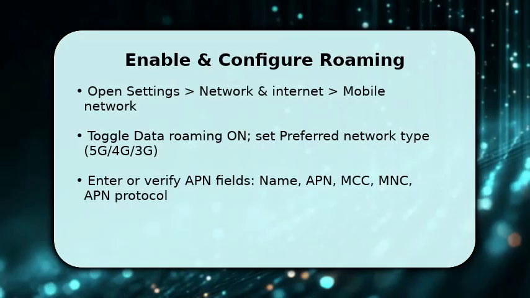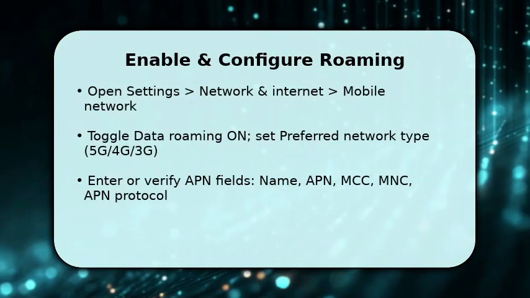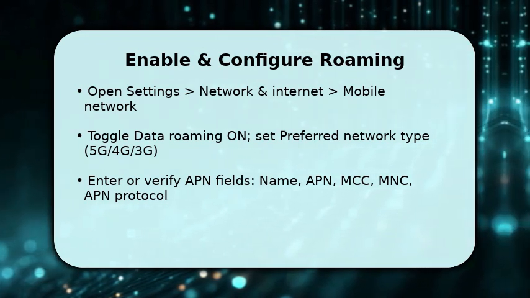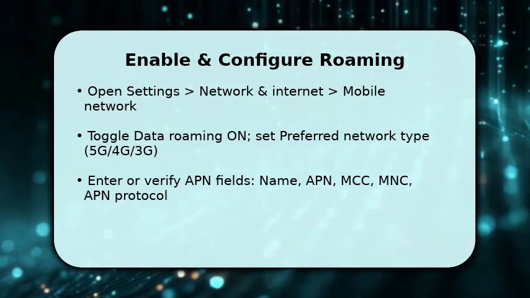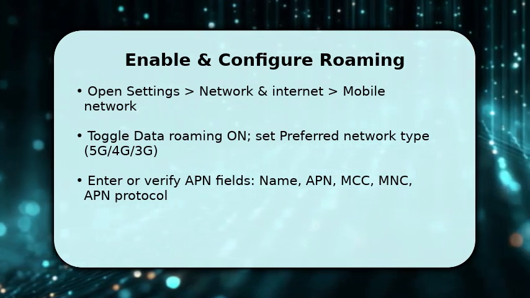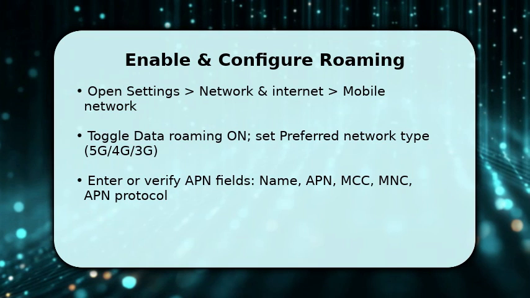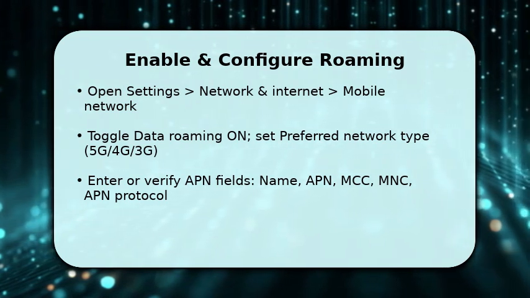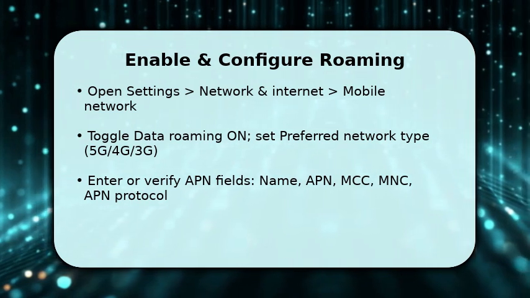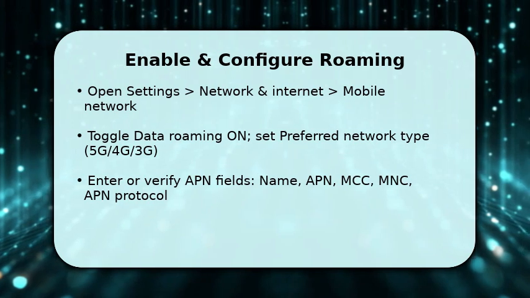You now open Settings, tap Network and Internet, then Mobile Network to configure roaming. Toggle data roaming on, and if offered, choose the preferred network type such as 4G or 5G to balance speed and battery life. Next, tap Access Point Names and either select your carrier's roaming APN or create a new one. Fill name, APN, MCC, MNC, and APN protocol exactly as provided. Once saved, select that APN. These steps ensure your phone registers correctly with foreign networks and transmits data.